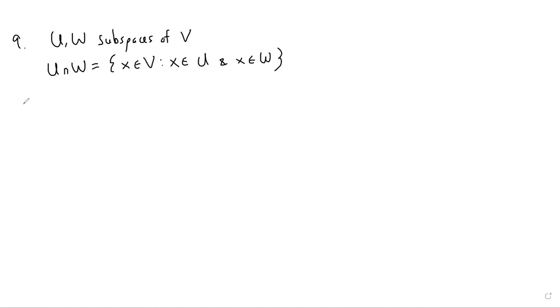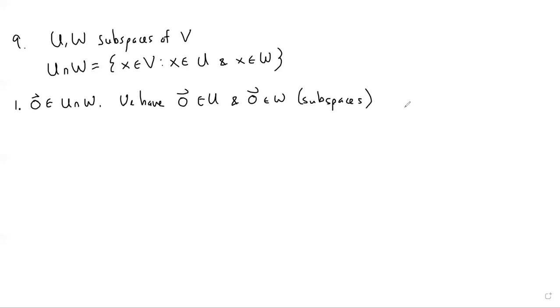So first of all, we'll check our first property, that 0 is in the intersection. And this must be true because U and W are subspaces. We must have that 0 is in U and 0 is in W because they're subspaces. And so because it's in both, 0 is also in that intersection by definition.